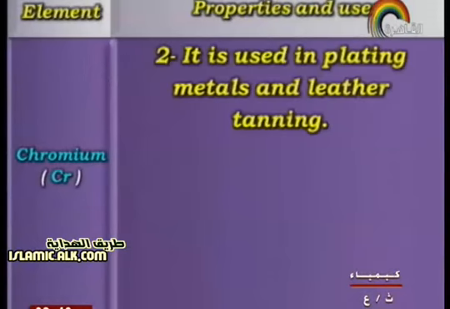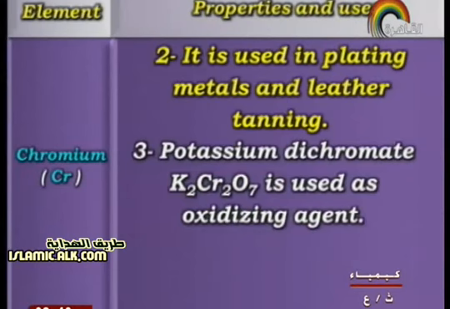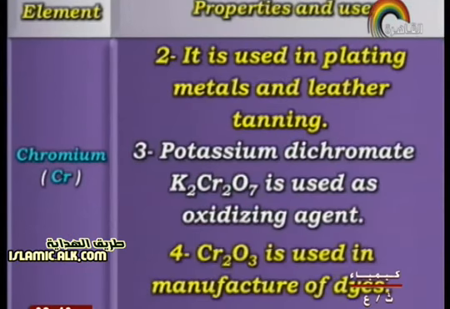The second use for chromium is in plating metals and leather tanning. And another use is potassium dichromate. Potassium dichromate, which has the chemical formula K2Cr2O7, is used as an oxidizing agent. And another use for a compound of chromium is chromium oxide, which is used in the manufacture of dyes. So now, my dear students, we have vanadium pentoxide and chromium oxide used as dyes.